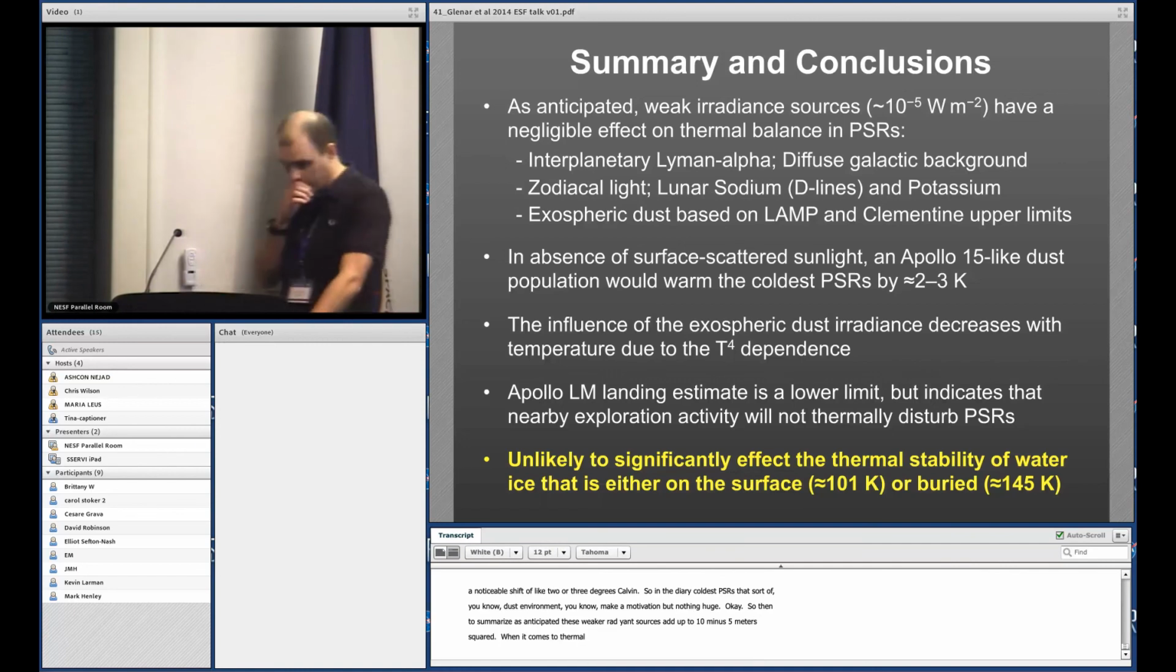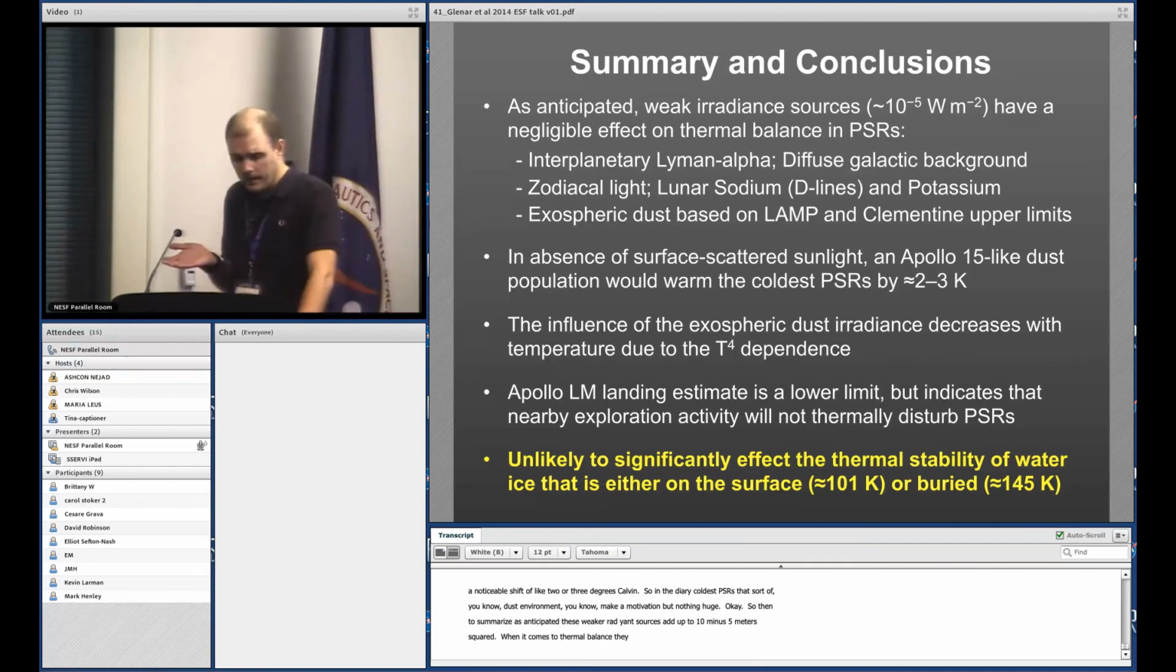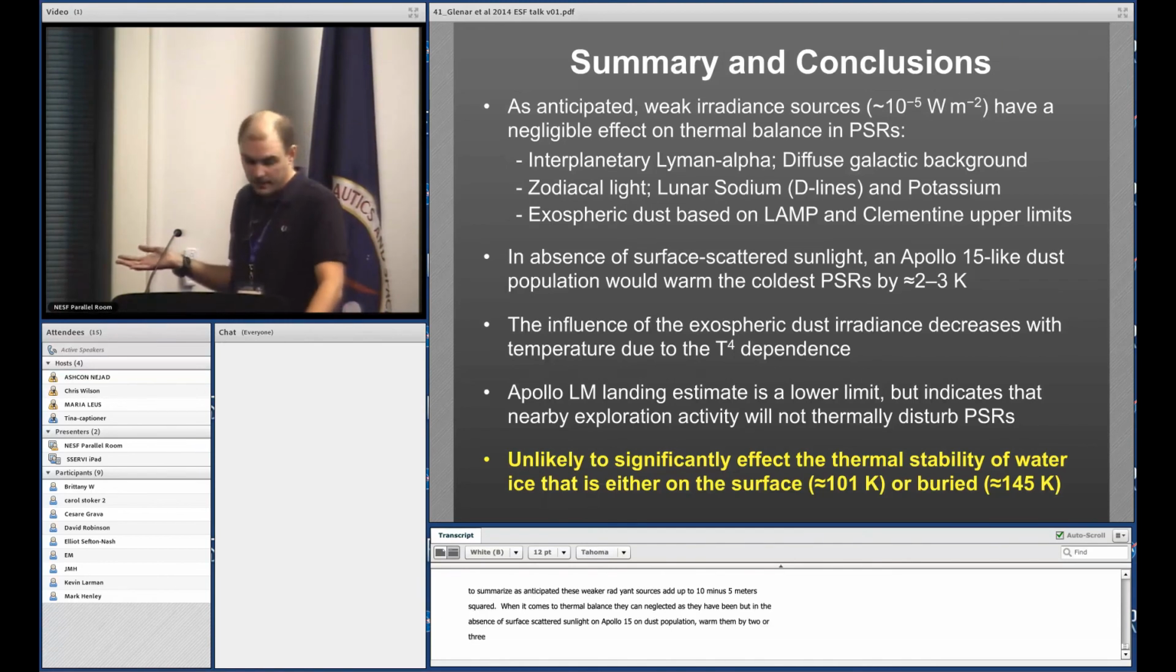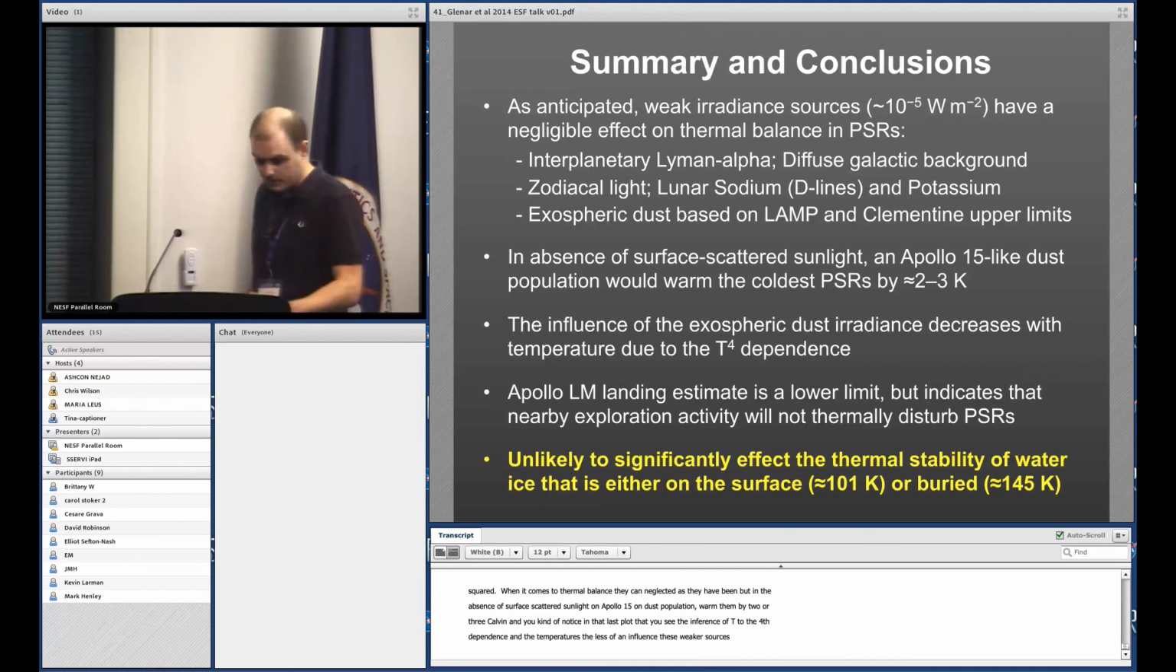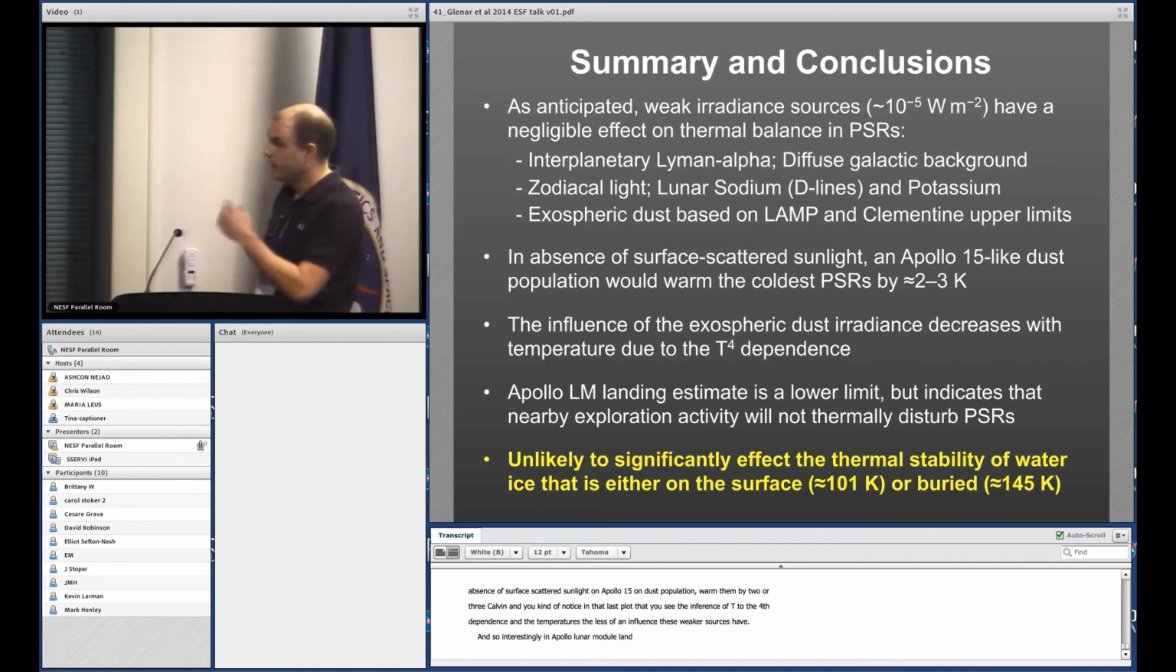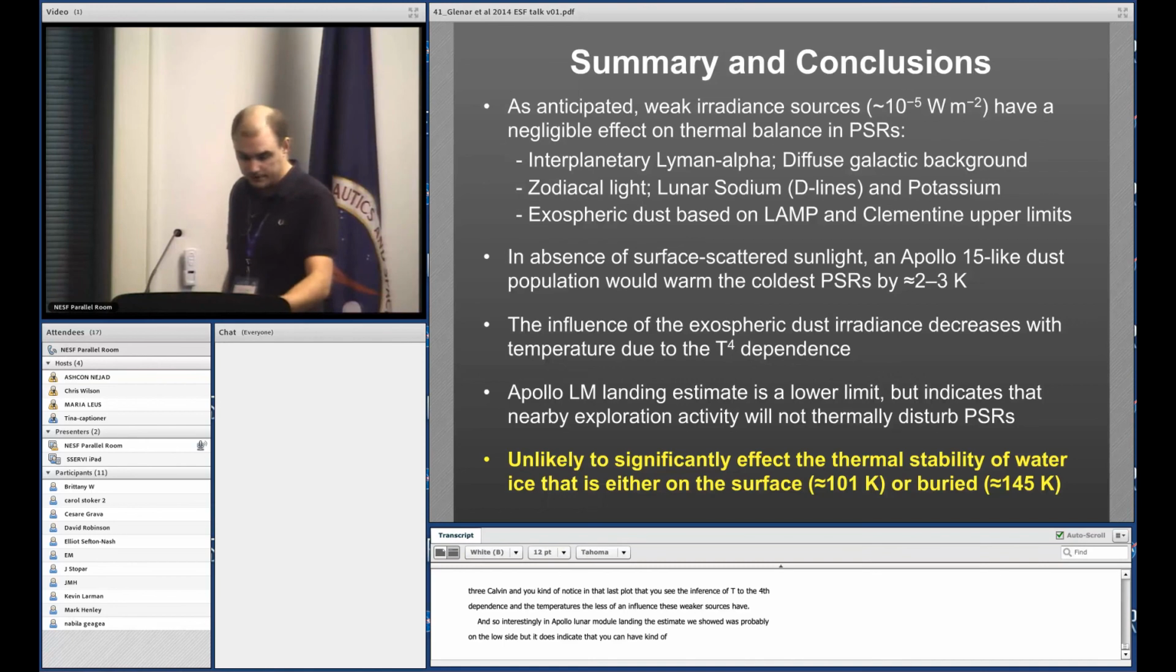Okay, so to summarize, as anticipated, these weak irradiance sources all add up to about 10 to the minus 5 watts per meter squared, and so when it comes to thermal balance, they can pretty much be neglected, as they have been. But in the absence of surface scattered sunlight, an Apollo 15-like dust population would warm the coldest PSRs by 2 to 3 Kelvin. And you notice in that last plot that you can see the influence of the T to the 4th dependence from Stefan-Boltzmann's law. Basically, the higher the temperatures, the less of an influence these weaker sources have.